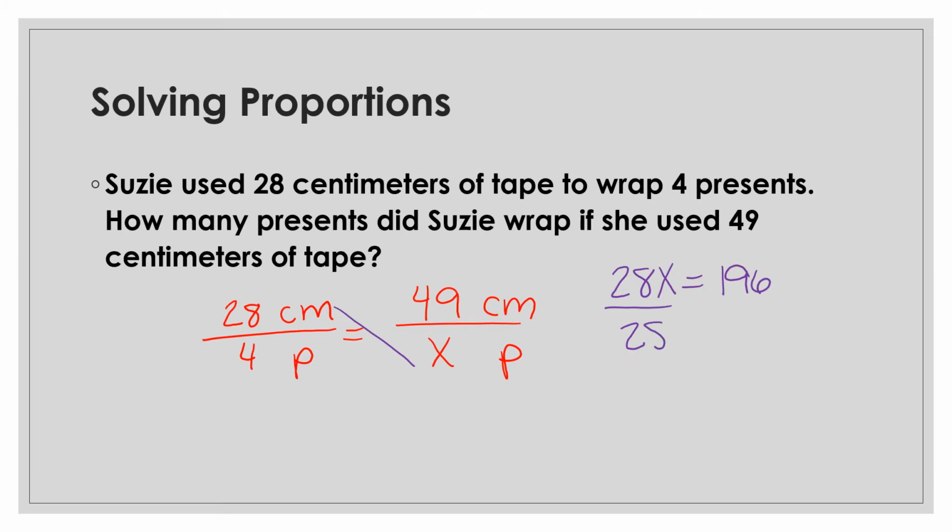We will divide by 28 on both sides of our equation. And 196 divided by 28 is 7. So that means she could wrap 7 presents with 49 centimeters of tape.